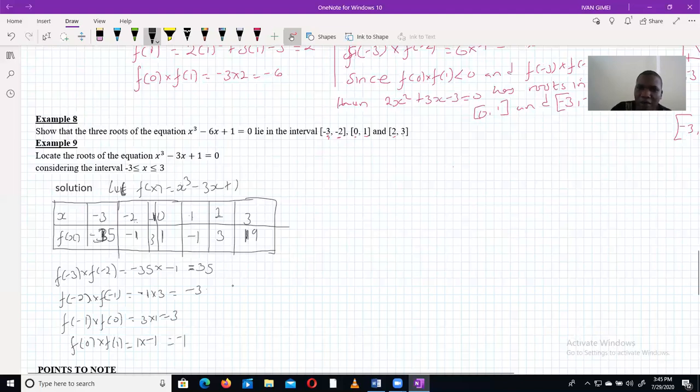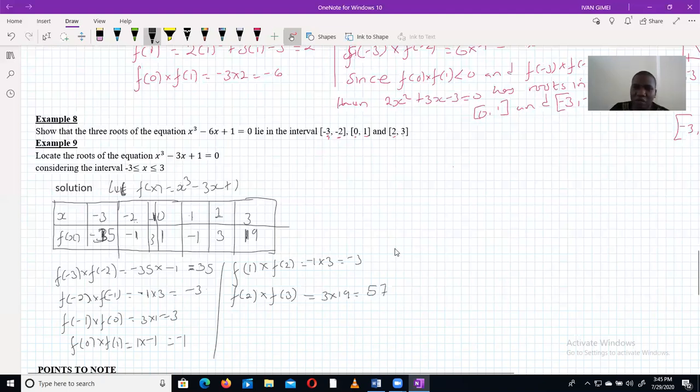What is f of 1 times f of 2? F of 1 times f of 2, that will be negative 1 times 3, which gives me negative 3. Then f of 2 times f of 3, this will be 3 times 19. That gives me 57. Something like that. So we finished all of them.